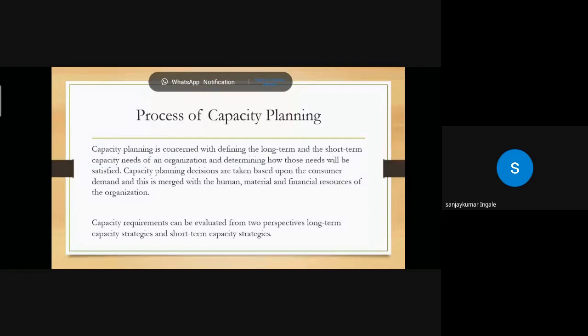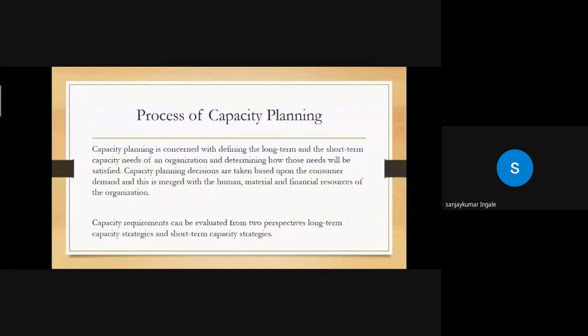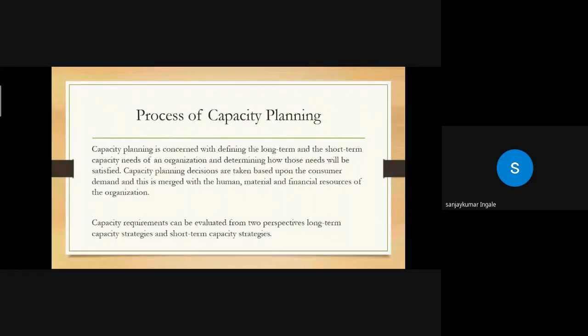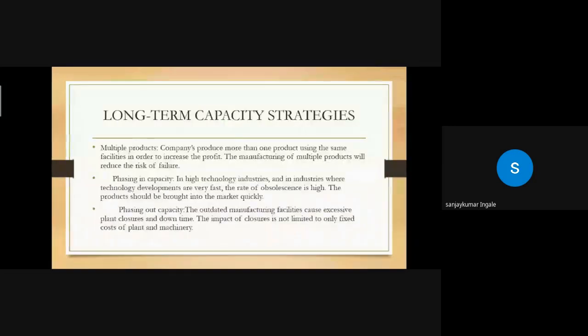Now, what is the process of capacity planning? Capacity planning is concerned with defining the long term and the short term capacity needs of an organization and determining how these needs will be satisfied. Capacity requirement can be evaluated from two perspectives, long term capacity strategy and short term capacity strategy. Here they are the two strategies by which we can make a process of capacity planning.